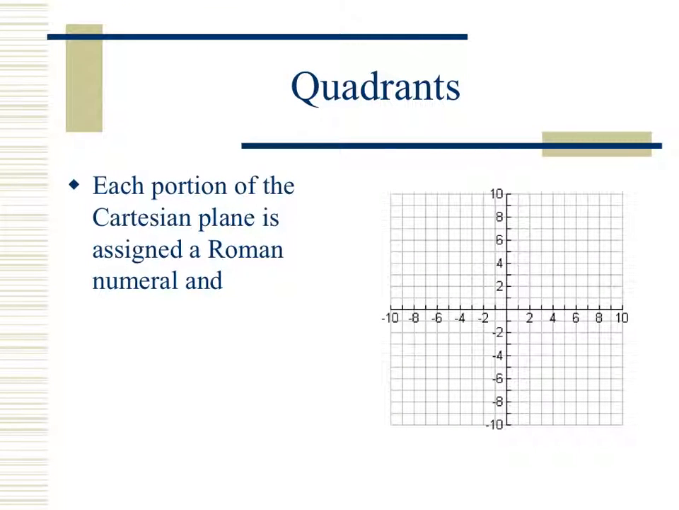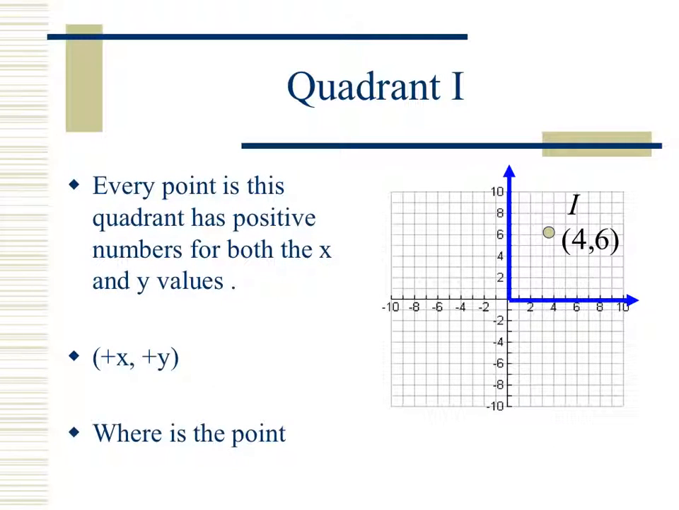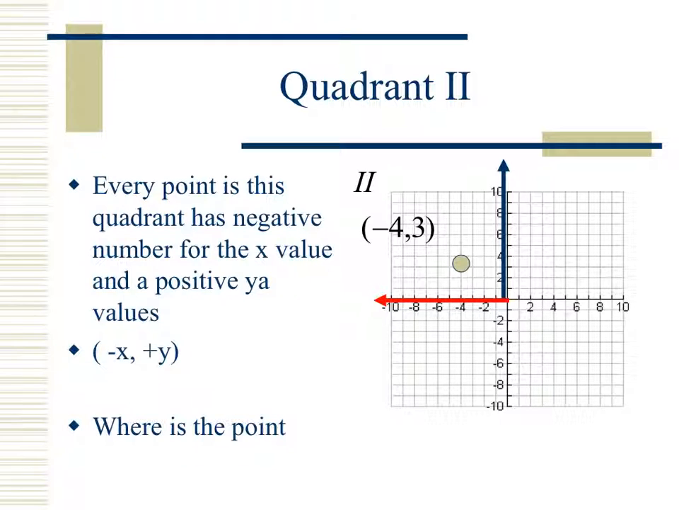Now we're going to discuss the quadrants for the Cartesian plane. There are 4 of them, and each one has been assigned a Roman numeral, and they rotate counterclockwise, starting with the top right. In quadrant 1, every point has a positive x value and a positive y value. That's because we are moving to the right, and we're also moving up for each one of our points. In the second quadrant, every point is now going to have a negative x value because we're moving to the left, and a positive y value because we're moving up.